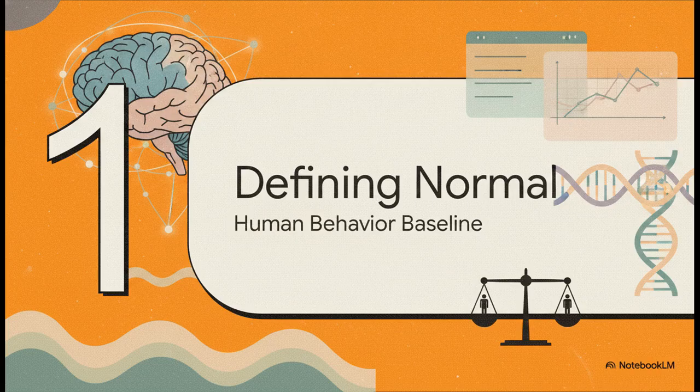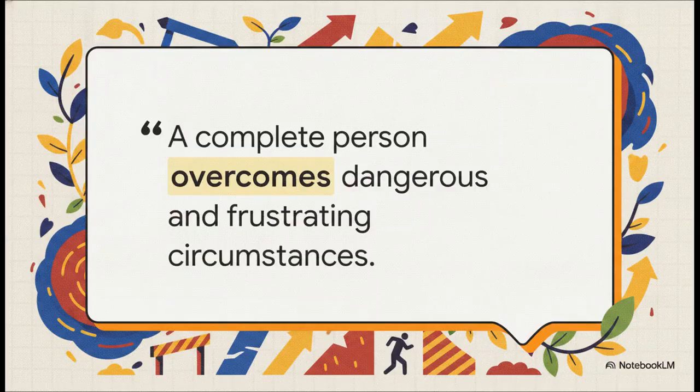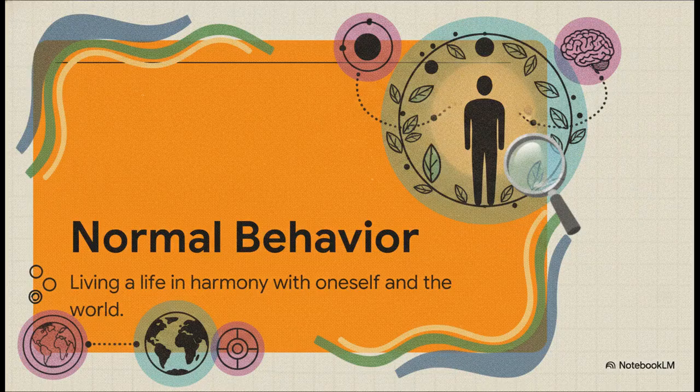Section 1. Defining normal human behavior. Psychologists Maslow and Middleman hit the nail on the head here, noting that a complete person is someone who overcomes dangerous and frustrating circumstances. What I absolutely love about this definition is that it tells us being normal isn't about having a perfect, totally problem-free life. It's really about resilience. It is about how we face down the frustrating hurdles that life inevitably throws at us. So, the crucial takeaway here, harmony. Normal behavior essentially means living a life where your internal world is completely in sync with the external physical and social world around you. When you've got that harmony, you've got a healthy baseline.